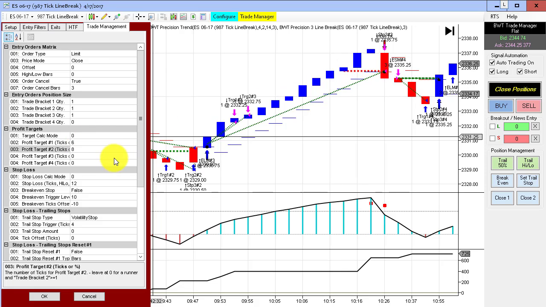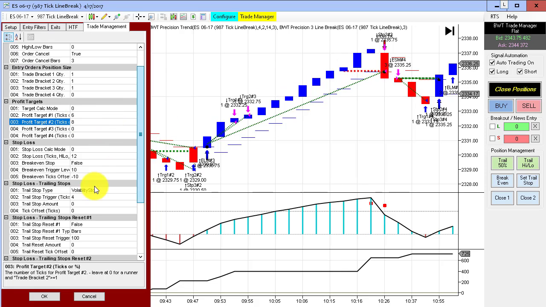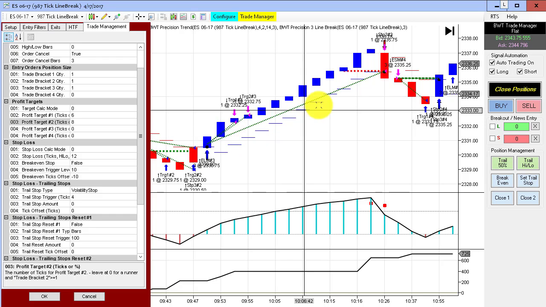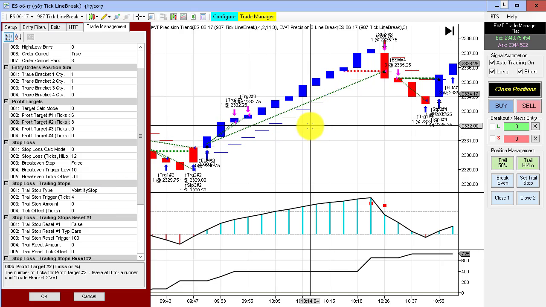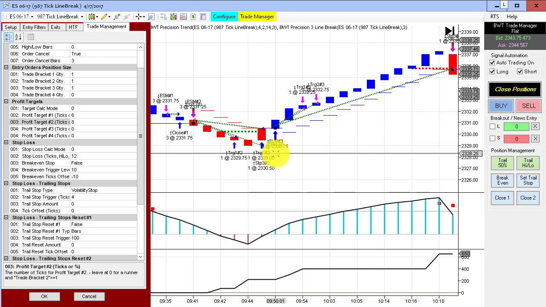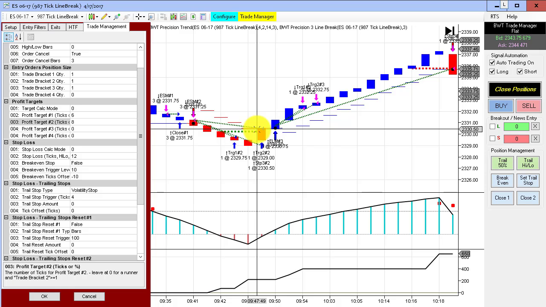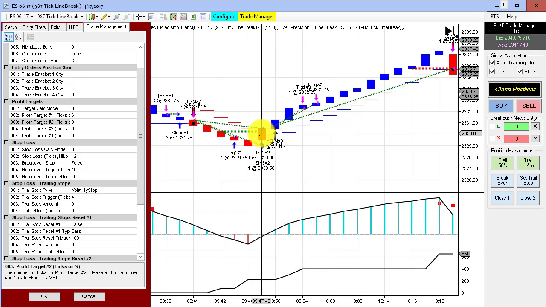And then the last one, I am trailing by the volatility stop, which is the little hash bars here, as early as 4 ticks. So that's trailing my stop really quickly by this amount here. That works really well because on this trade, it got me out at the reversal right here.